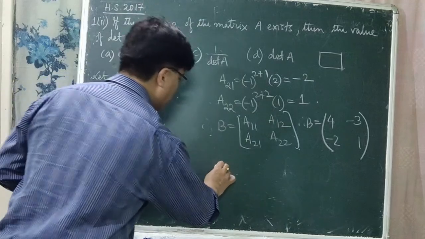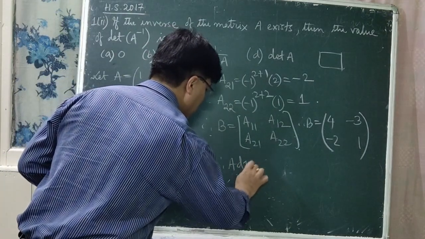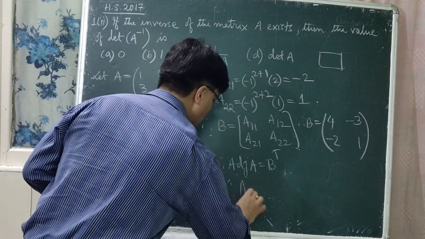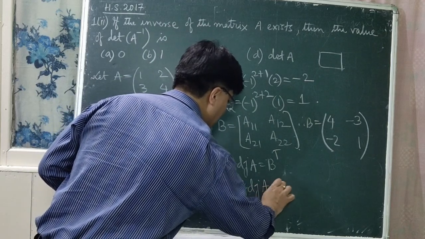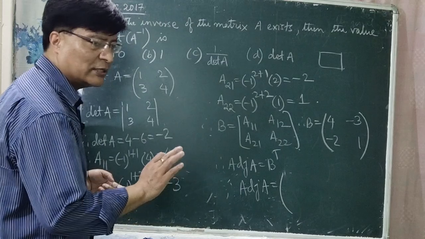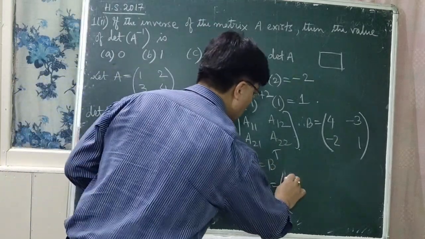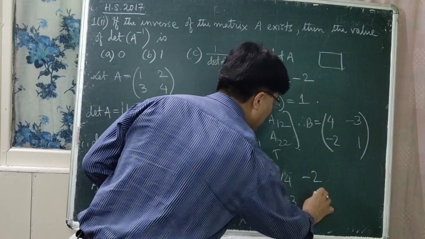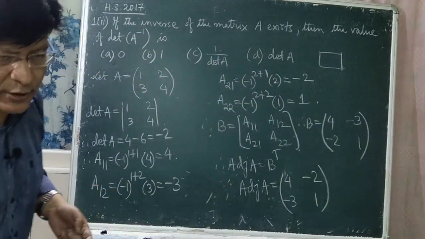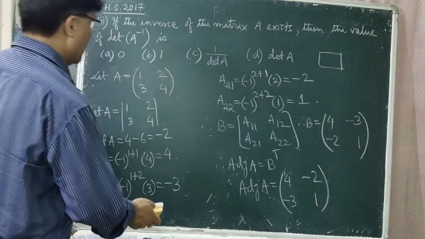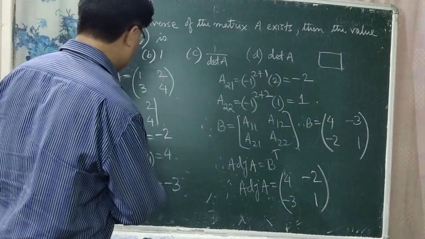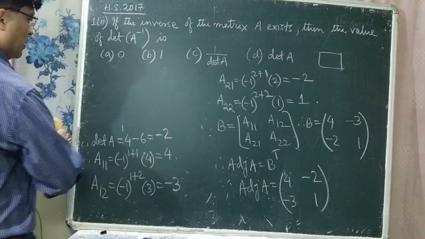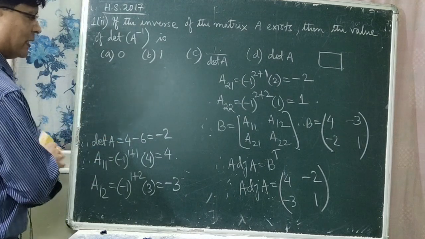So next, what is the adjoint of A? That is your B transpose, right? So adj A is equal to B transpose in this case. Change rows into columns and columns into rows. Now the first row becomes 4, -2 and the second row becomes -3, 1. That is your adjoint of A. Now we have got here delta is equal to -2.